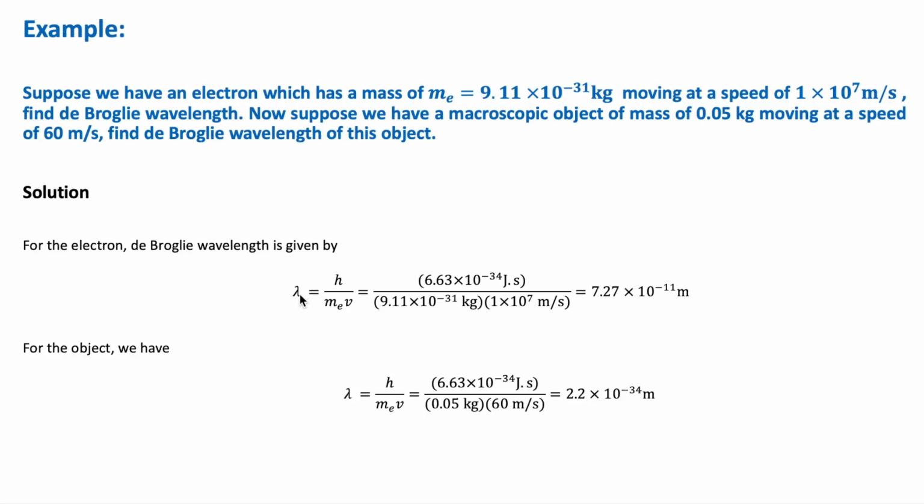So for the electron, the wavelength is equal to 7.27 times 10 to the minus 11 meters, and this wavelength can be detected by diffraction techniques. For the macroscopic object, it is equal to 2.2 times 10 to the minus 34 meter. And as you can see, this wavelength is much smaller than any aperture the object could pass through, okay? And this is why it is not possible to observe diffraction effects and the wave properties of macroscopic objects.